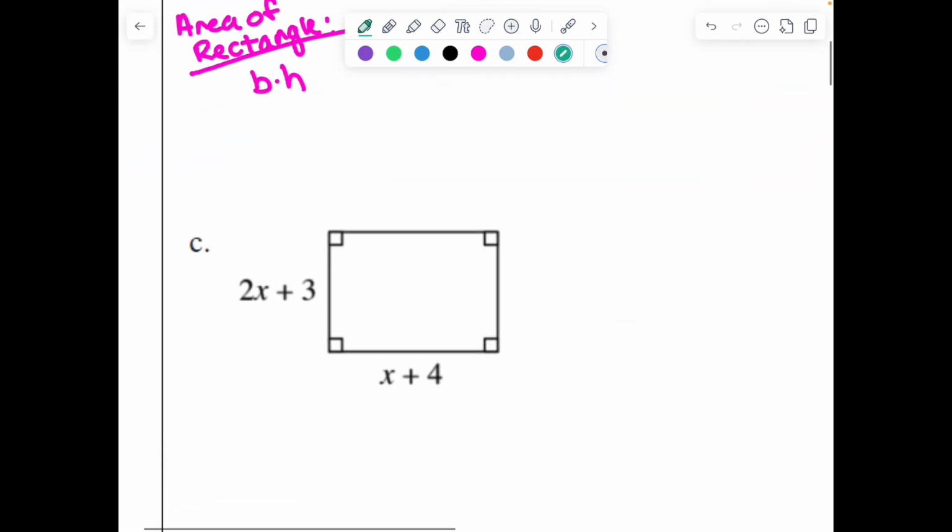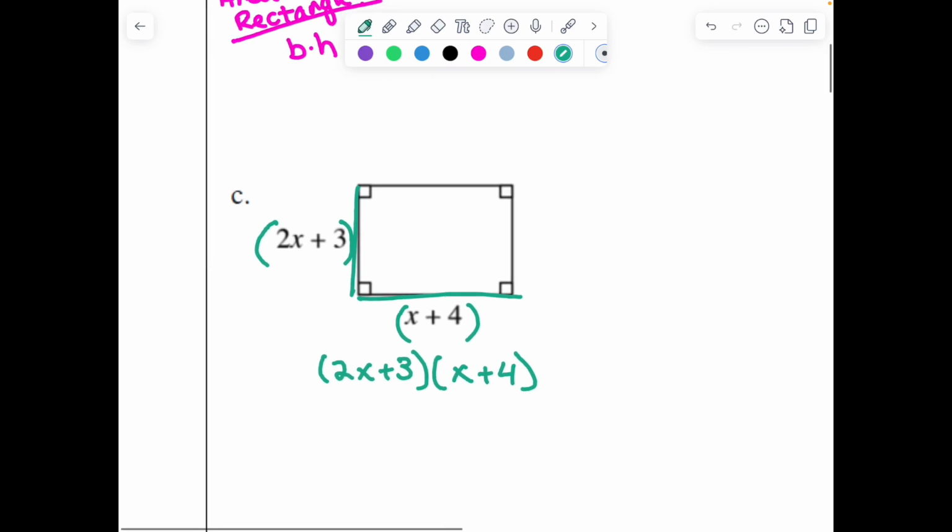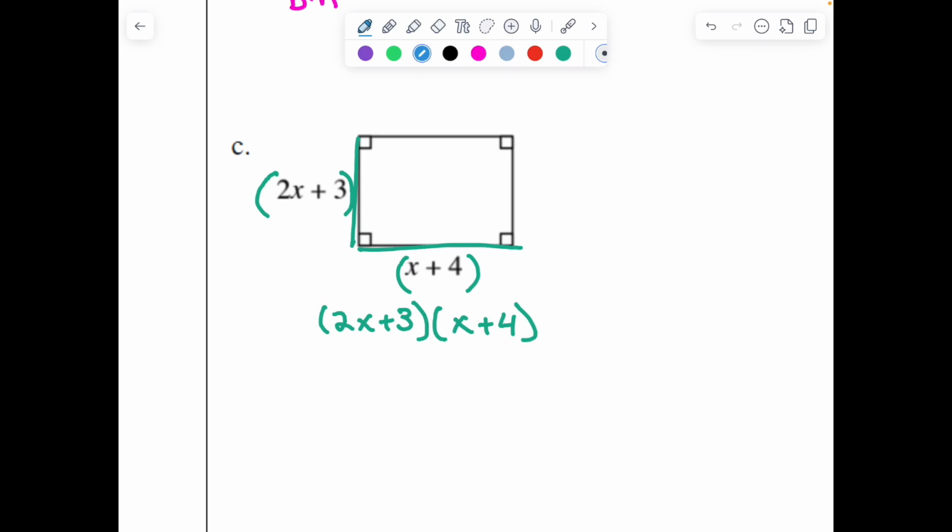Okay. All right, here we're going to have to do a little bit of work. Base times height is going to be (2x + 3) times (x + 4). And I put these in parentheses because we're wanting to multiply the entire side by the entire side. Okay, and here if you have done factoring before in algebra, maybe you learned the box and diamond way, maybe you learned the FOIL method. Okay, I'm just going to use FOIL here, which stands for first, outside, inside, last.